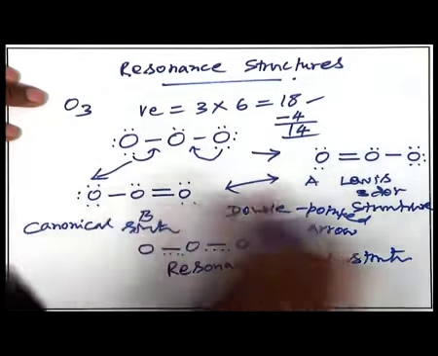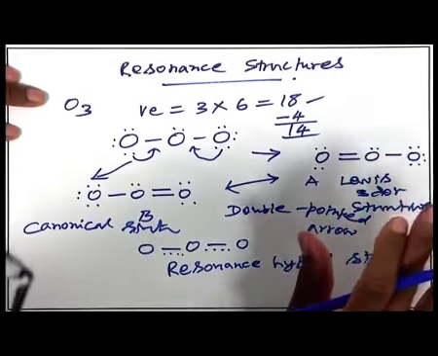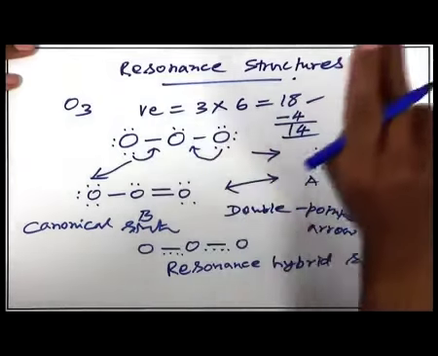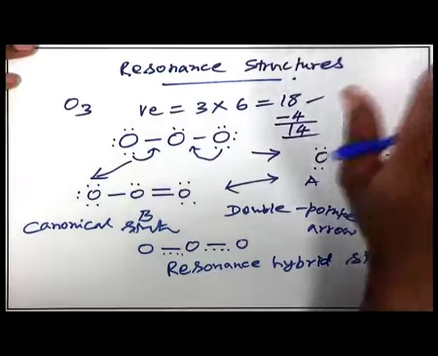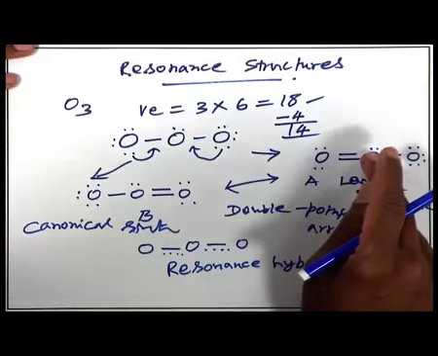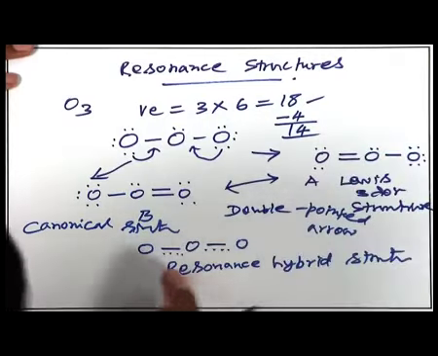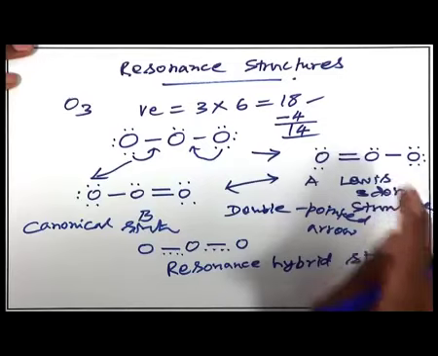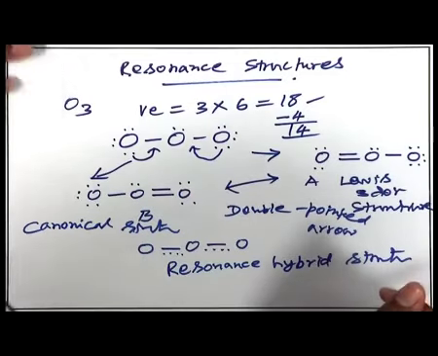These are imaginary structures. We imagine them to understand the actual structure, so they are not existing structures. It is important to keep in mind that neither structure ever existed in reality. At no time does ozone have either this structure or this structure. Its actual structure is a resonance hybrid of these two structures, a blended structure of these two.